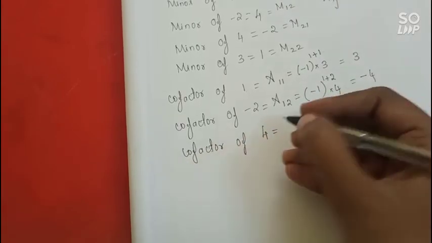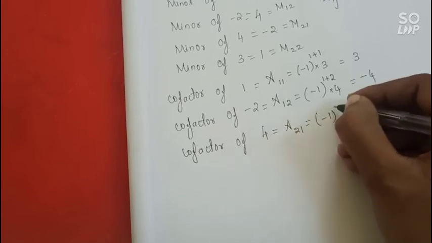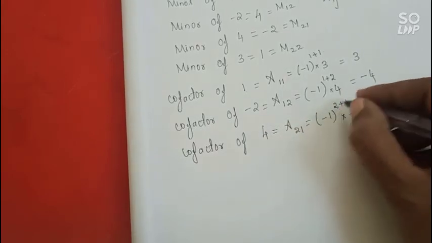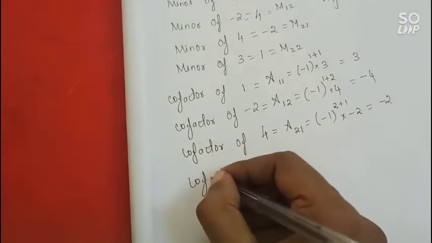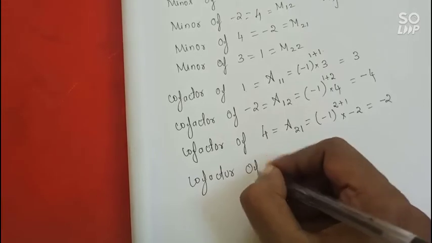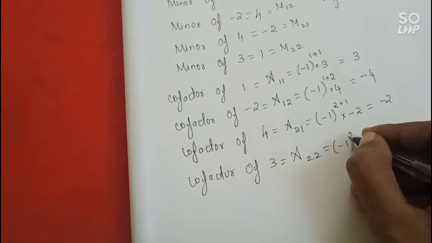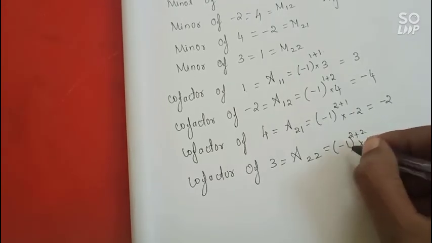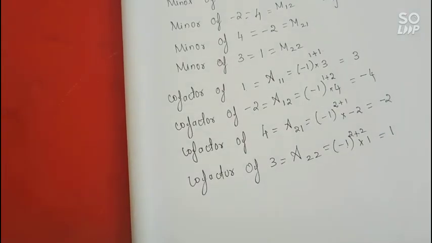Cofactor of 4. So what will happen? A21 is equal to (-1) the whole power 2 plus 1 into -2. That's equal to 3, -2. Then next one, cofactor of 3, that's equal to A22, that's equal to (-1) the whole power 2 plus 2 into 1. So 2 plus 2 means 4, so (-1) the whole power 4 will be plus 1. So you will get this. Now you got all the answers. Now you will have some idea.